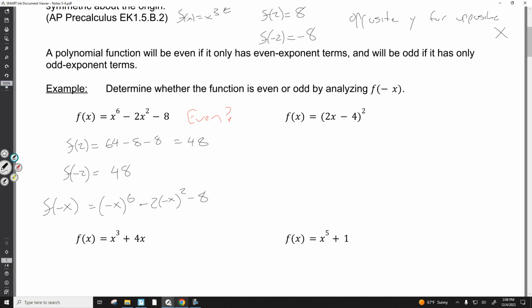Now this is weird, but this can be simplified. I can always think of negative x as being negative 1 times x. I can always think of taking things to powers as the number to the power and x to the power. Well, if I take negative 1 times x to the 6, I get positive x to the 6. If I take negative 1 x squared, I'll get positive x squared times negative 2. I get the exact same thing when I plug in negative x as I do when I plug in positive x. That then confirms that it's even.